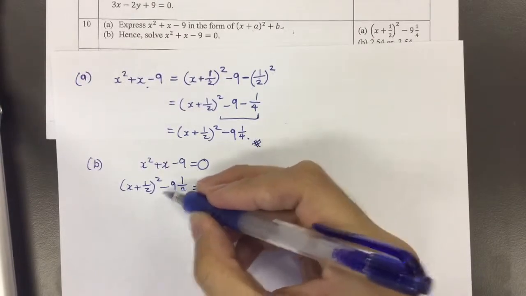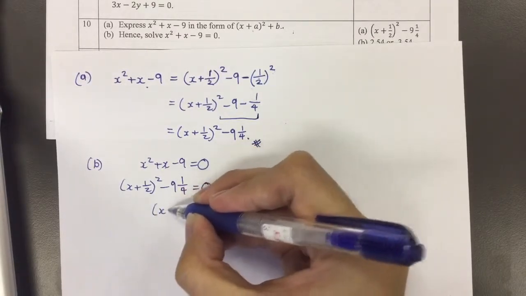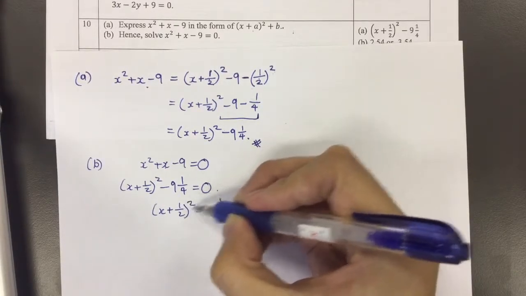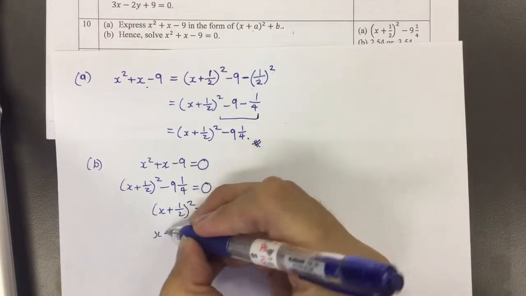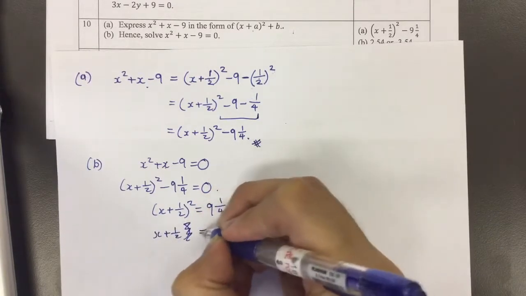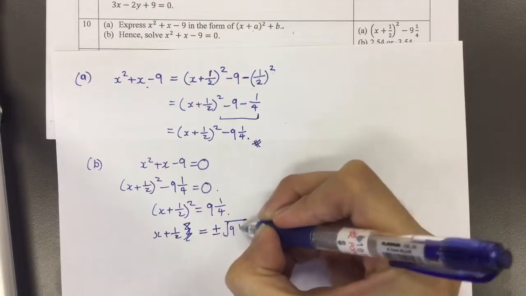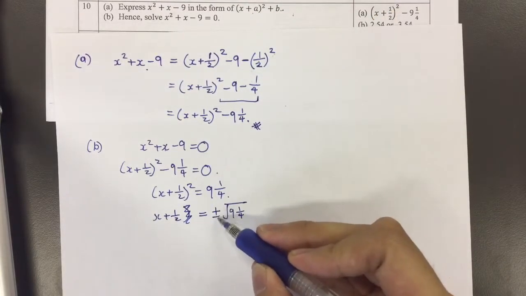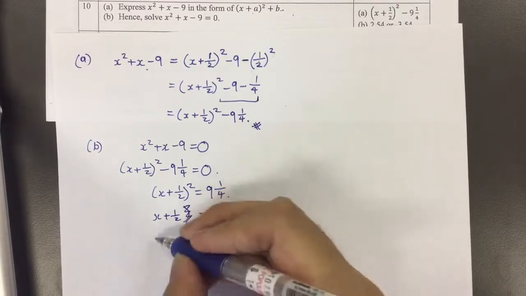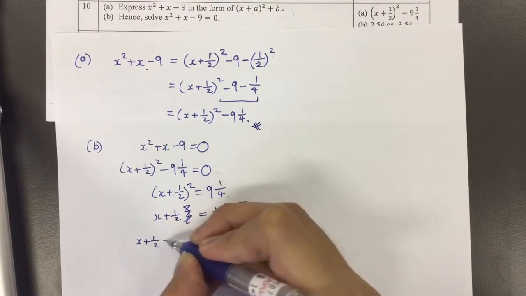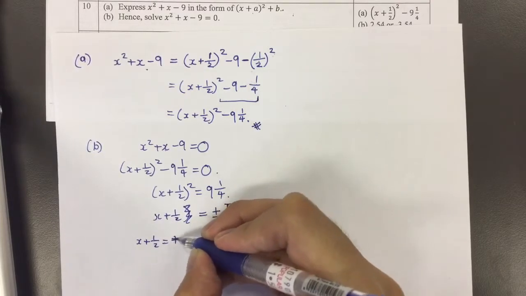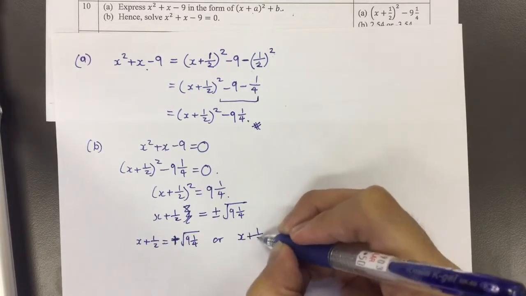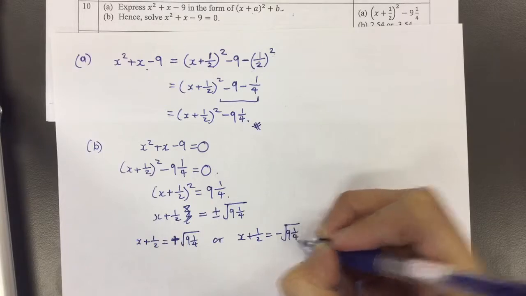So we're going to solve this in the fastest possible method by bringing the negative 9 1/4 over to give you positive 9 1/4. Now to get rid of the square, I'm going to square root both sides to give me plus or minus the square root of 9 1/4. So why do I have plus and minus? I'll get two values, which split up into x plus half equals the positive square root of 9 1/4, or x plus half equals the negative square root of 9 1/4.